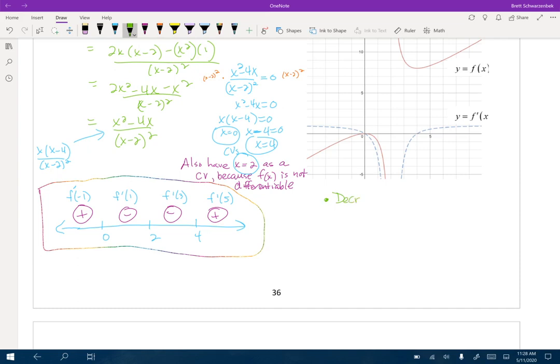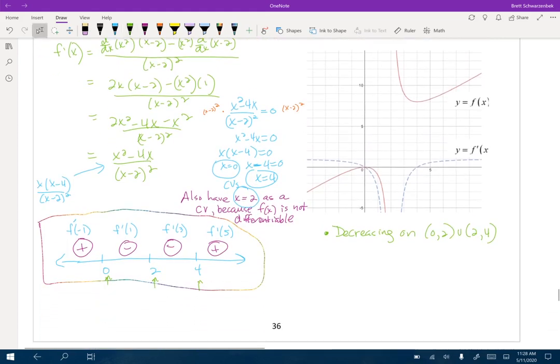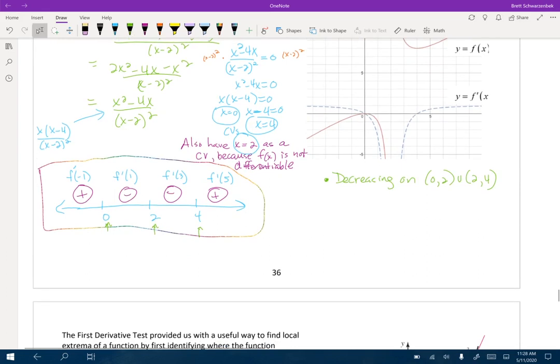This is decreasing wherever we see negative signs. So we're negative from 0 to 2 and from 2 to 4. Note, again, always parentheses, because what do we know about the value of the slope at each one of these values? It is 0, or does not exist. So this one's undefined, but it's 0 or does not exist, so that's not going to help us. So basically it's decreasing on (0, 2) union (2, 4).